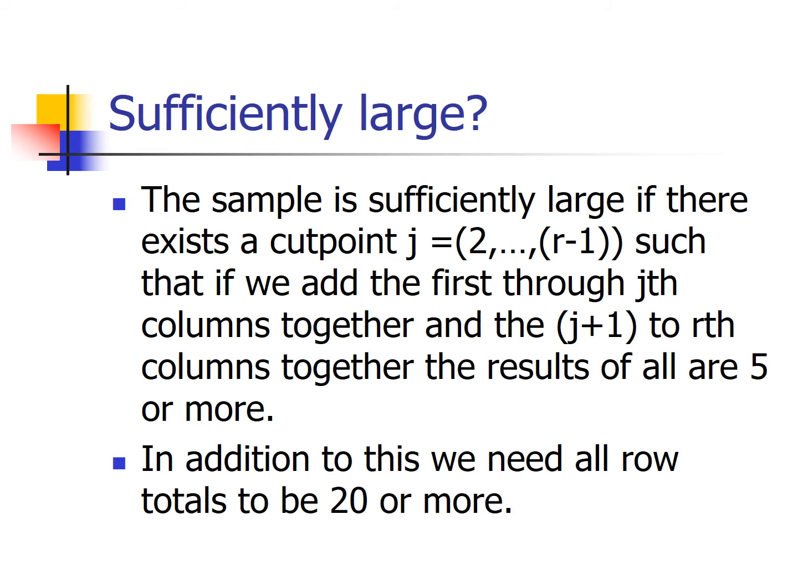So imagine 4 columns. What are the possible ways we might collapse that? We can collapse the second, third, and fourth columns together, so we have the first column and 2, 3, and 4 together. We can collapse columns 1 and 2 and 3 and 4 together. Or we can collapse columns 1, 2, 3 together and then also have column 4. So if there exists a way to collapse them so all of the cells in our now skinnier table have 5 or more observations, then our sample size is sufficiently large.